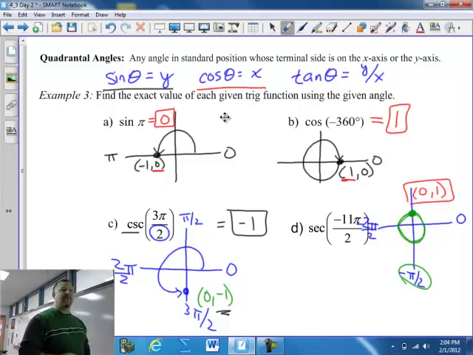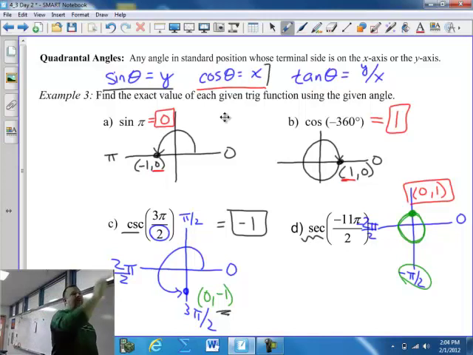Okay, well, notice we ended up in different places every time. You could have probably figured this out without counting all the way around. All right, but 0, 1. Now, secant's not one of my little things up here at the beginning either. No, it's the reciprocal of cosine, and cosine is the x value. So my answer is the reciprocal of 0.